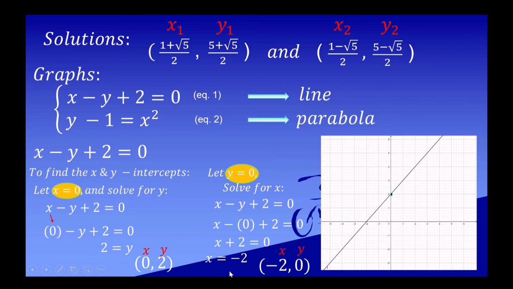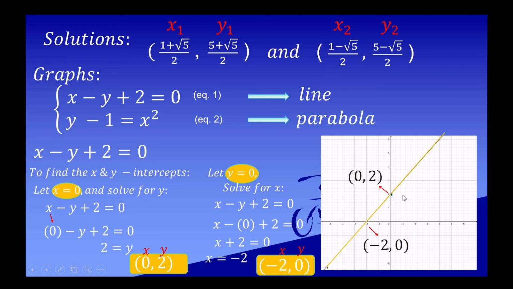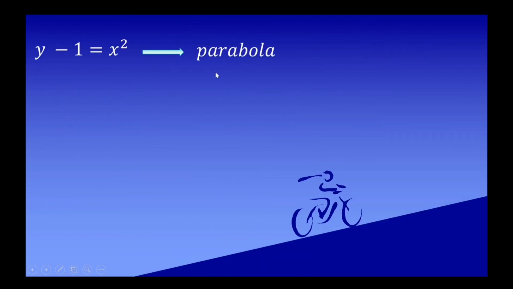In the graphical representation, the two points, or the ordered pairs, make a line. So we have here the point 0 and 2 along the positive y-axis, and the point negative 2 and 0 on the negative x-axis. Connect the two points to make a line. The graph of our second equation is in the form of a parabola.